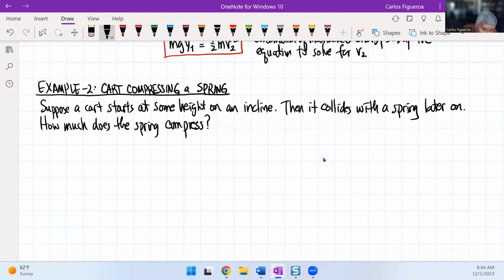So I could imagine that I have a picture like this. Now note, I didn't write enough words to describe it, but the picture should do that. So I imagine that I have an incline, and it's a frictionless incline. So if I look at my cart, I'm going to say that I have a cart here.